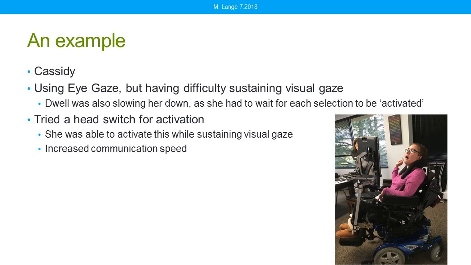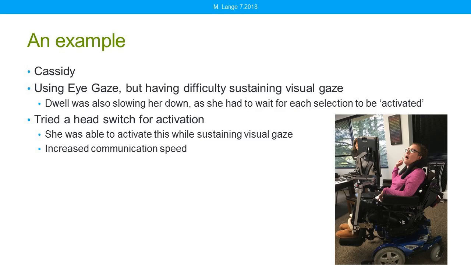So this is Cassidy. She uses eye gaze, but she has difficulty sustaining her visual gaze. She was using dwell, and it was working for her, but she had to wait a long time for each selection to be activated. So her communication was getting quite slow, and her communication partners were often walking away from her. Very, very frustrating. So we tried a switch in various locations to see if she was able to sustain her visual gaze while she hit a switch, and to see if this was faster than dwell.